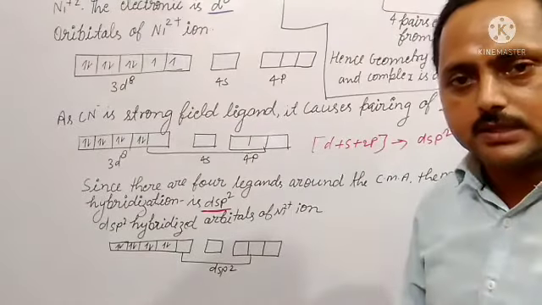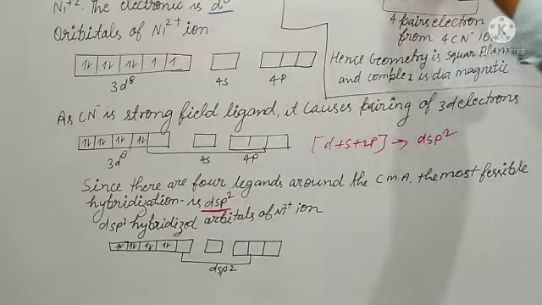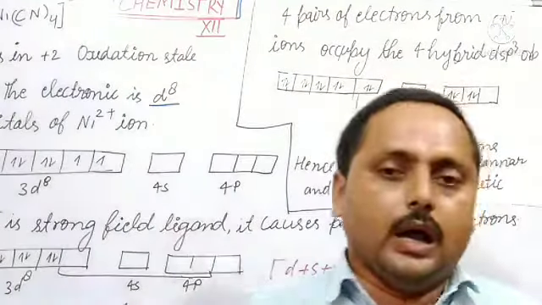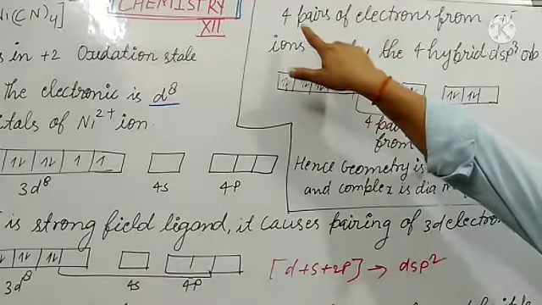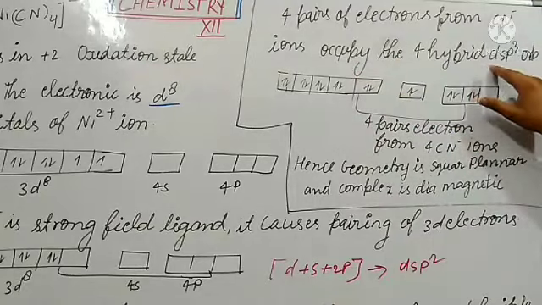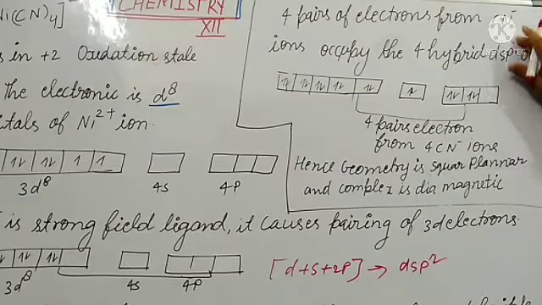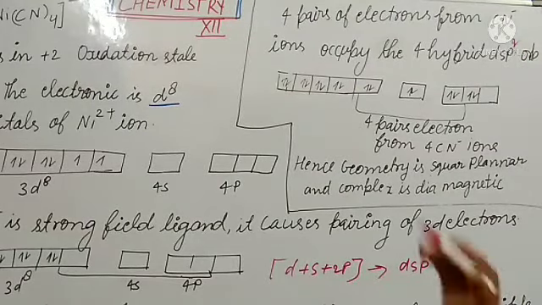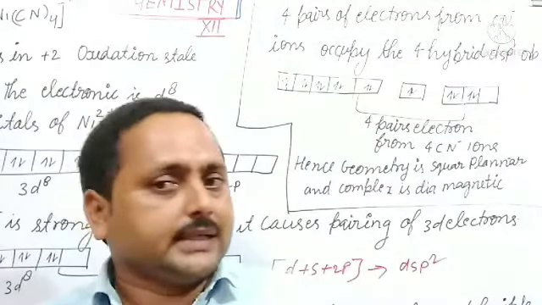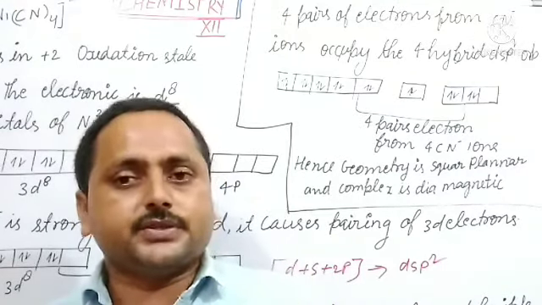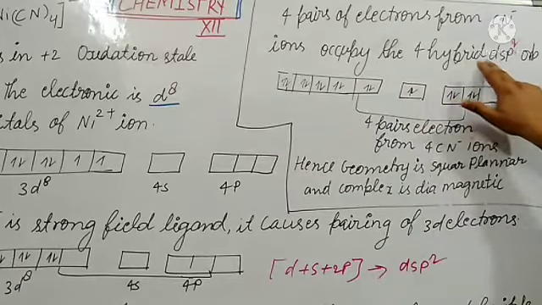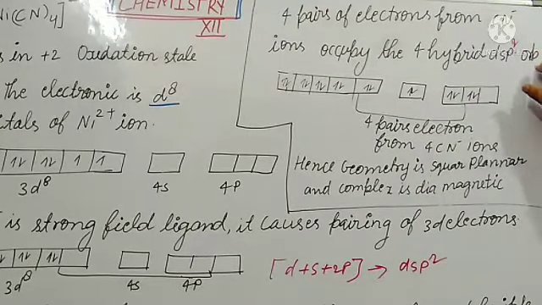Electrons will be given by the 4 ligands, meaning 4 CN- ions, so 4 pairs of electrons. Since the hybrid orbitals are empty, they get electrons from the 4 CN- ions. The 4 pairs of electrons from the CN- ions occupy the 4 dsp2 hybrid orbitals, so the orbitals will be filled.